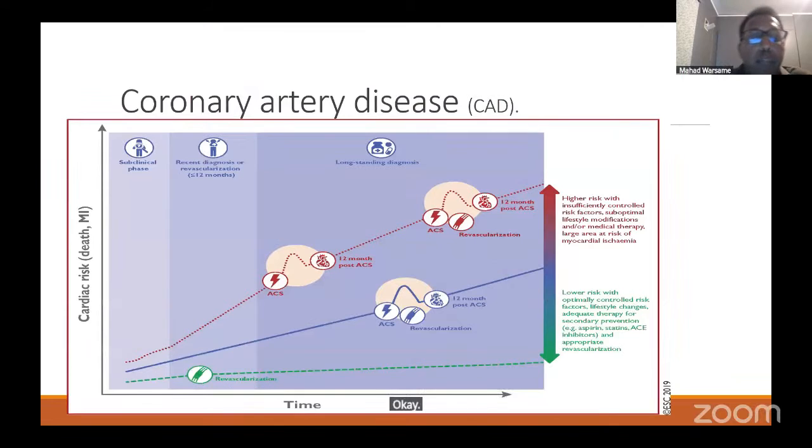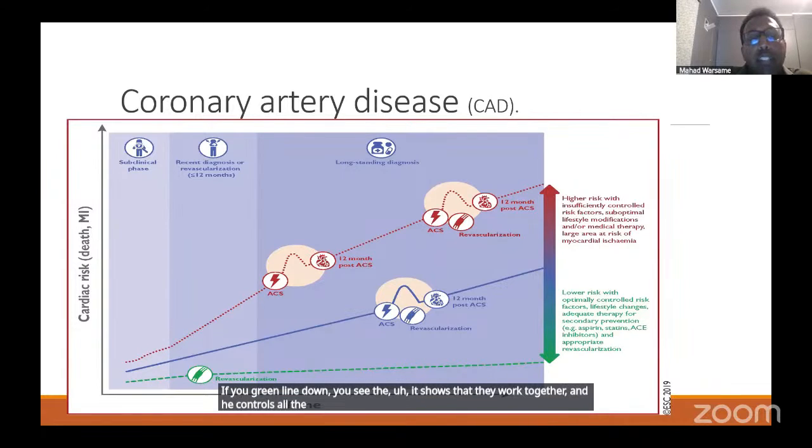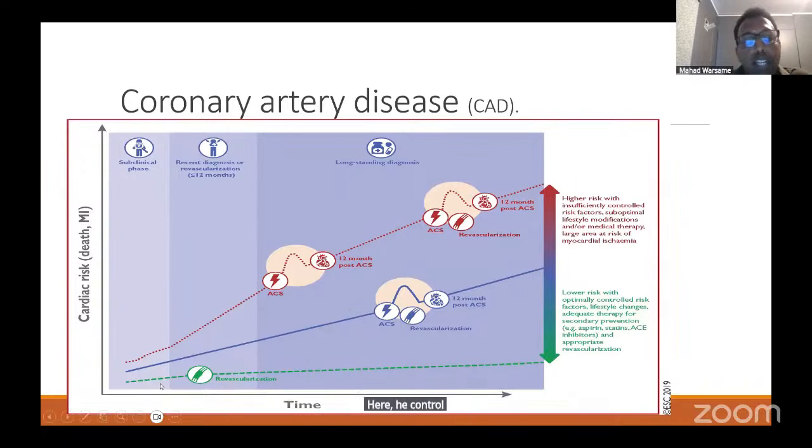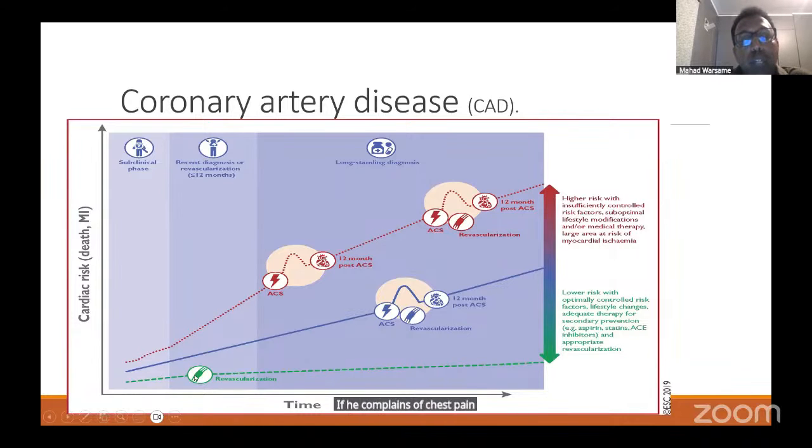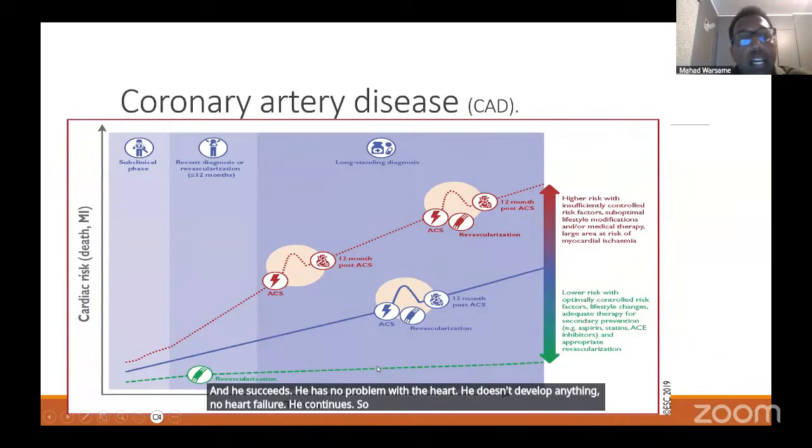Okay, look here. The green line is a good patient and a good general practitioner, right? They work together. If you follow the green line down, you see that they work together, and he controls all the risk factors. He sends his patient for coronary angiography if he complains of chest pain or something like that, and they do an intervention, and he succeeds. He has no problem with the heart. He doesn't develop anything, no heart failure. He continues. So he has no risk of death or myocardial infarction.